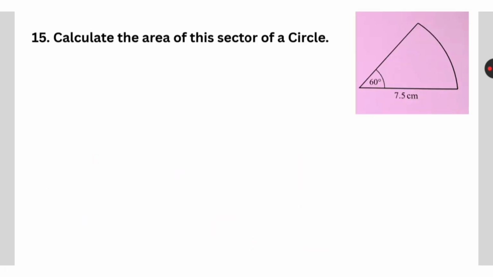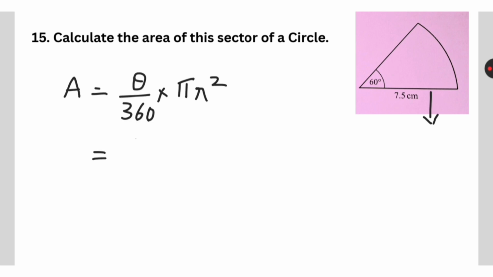Calculate the area of this sector of a circle. So what is given is a radius, which is 7.5 centimeters, and also they have given an angle, which is 60 degrees. Now you just have to recall the formula for the area of the sector. What is the area of the sector formula? Theta divided by 360 times pi r squared. The given angle is 60 degrees, so just write 60 divided by 360.